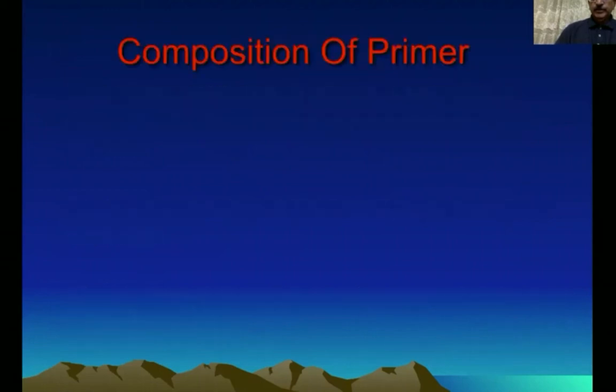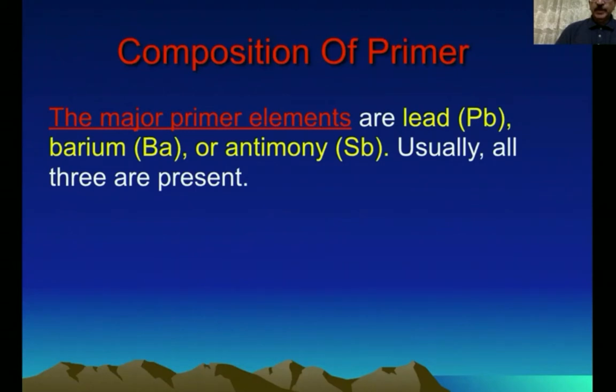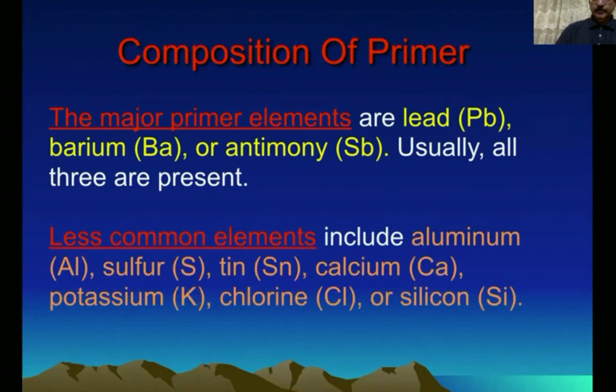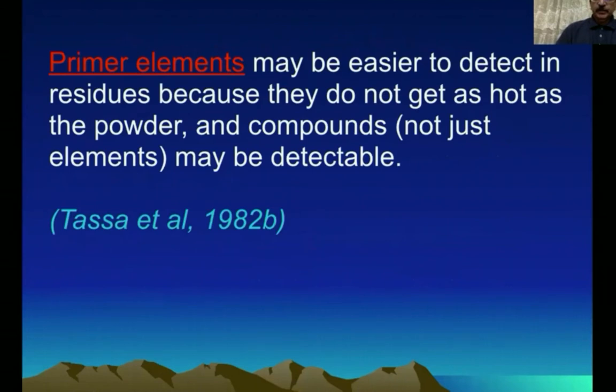Various compositions of the primer have been used, like lead, barium, or antimony. These are the major components, but in small composition there may be aluminum, sulfur, tin, calcium, potassium, chloride, or silicon. So these are various compositions of primer. And this is another combination of primer elements.